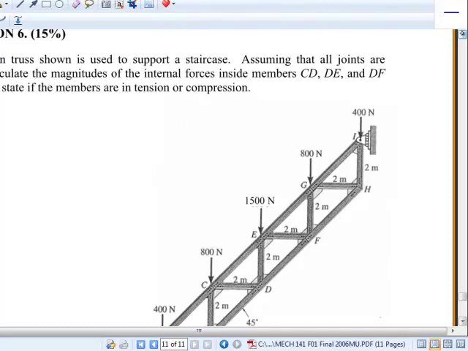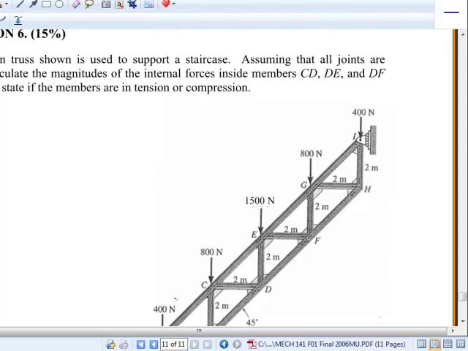Okay. So this one is something called a Warren truss. And a Warren truss has W's, right? None of the webbing is going to be normal to the top and bottom chord. They're always at the same angles. This Warren truss is used to support a staircase, so it's got different loads at each one of the nodes on the top chord.